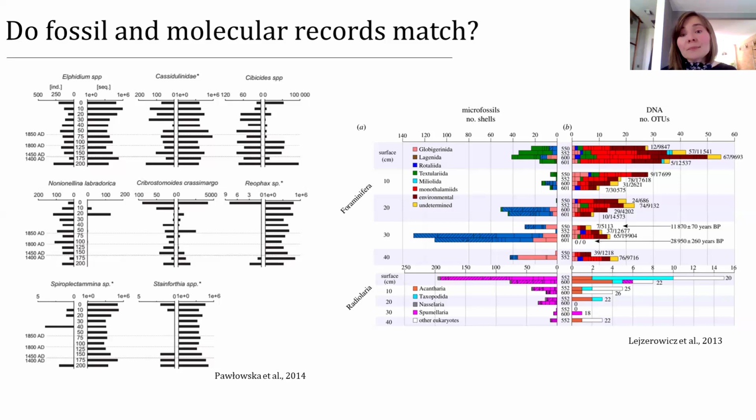Also, one of the reasons for this lack of match between the records can be the number of copies of DNA of several taxa. For example, some foraminifera species can have a lot of DNA, so we can obtain a lot of sequences of this species, even when there are just a few specimens in the environment. So this molecular record can create an impression that this taxon was way more abundant than it really was.